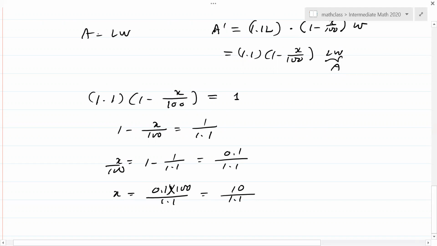So you have to solve this linear equation. This is a little bit difficult, okay? So 10 divided by 1.1 is about 9.09. Two digits is enough. So X, the percentage, will be about 9.09%, about 9%, not about 10%. This is a rectangle problem. All right, so here's another rectangle problem.